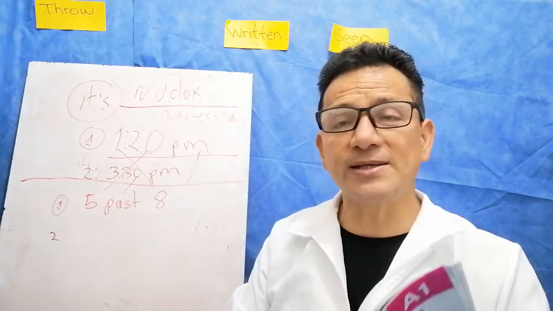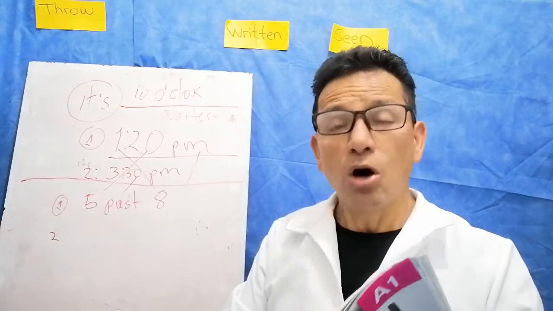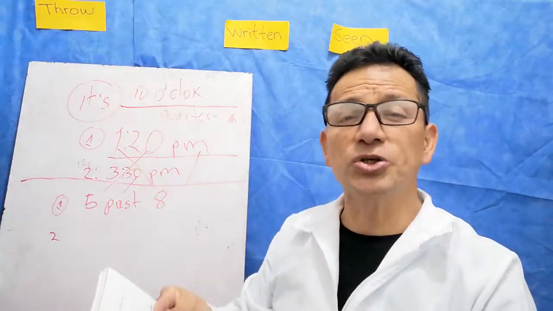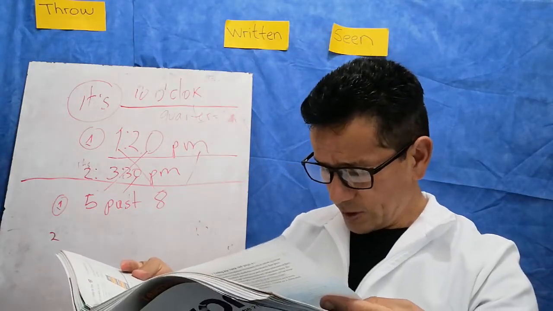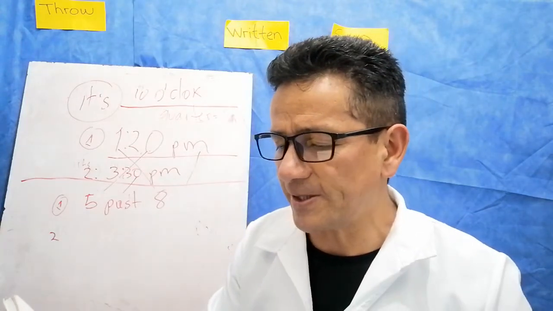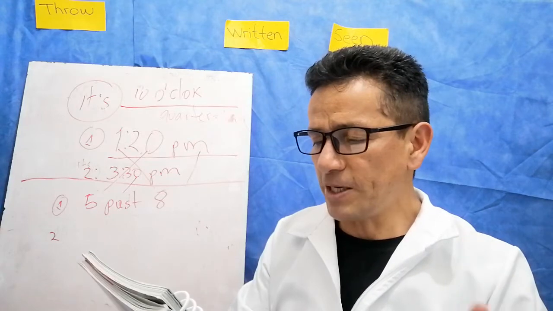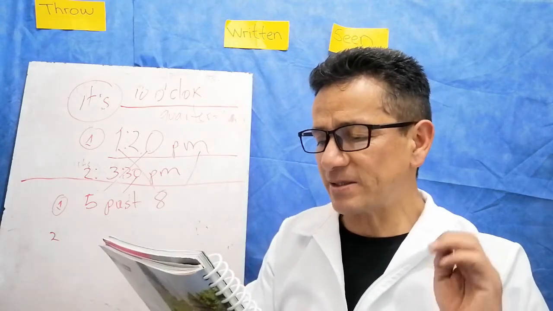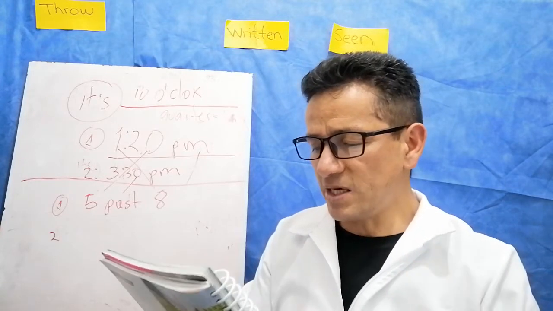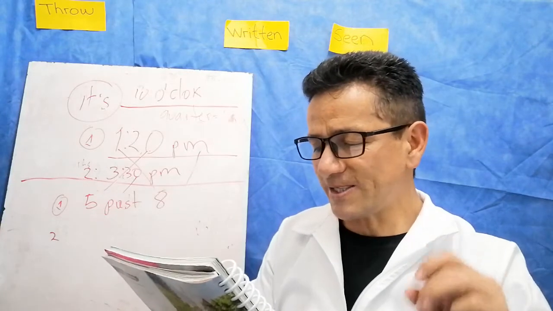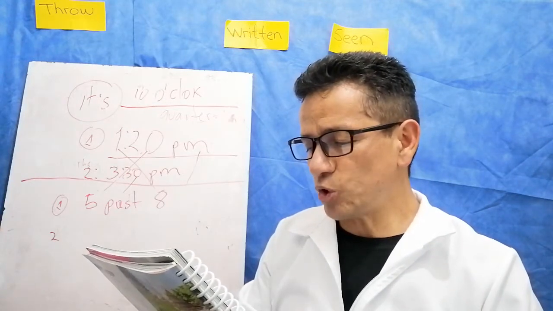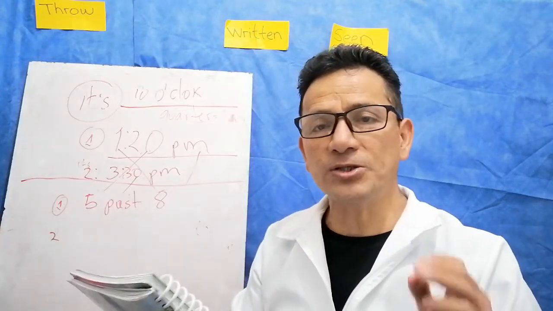What time is it? It's 7 o'clock. B, what time is it? It's 4:45. So you need to serve, it's 4:45. So repeat. A, what time is it? It's 7 o'clock. B, what time is it? It's 10:10. C, what time is it? It's 4:45. D, what time does the school start? It starts at 7:30. And E, what time do you get home? I get home at 5:05.